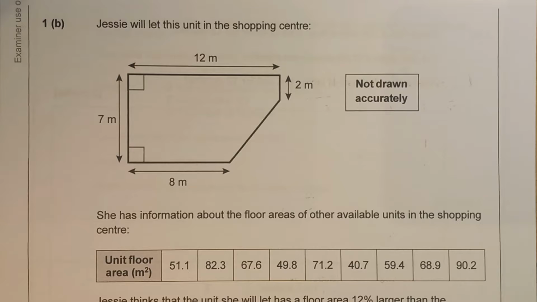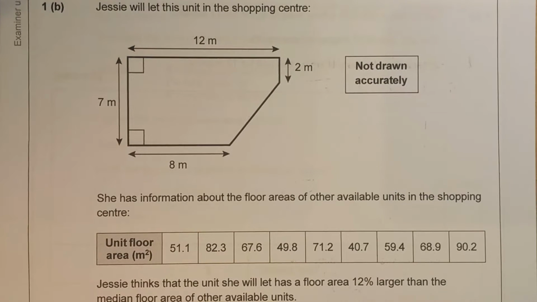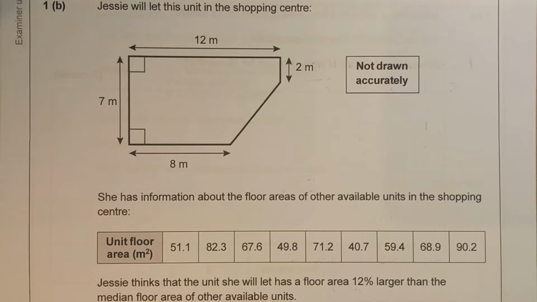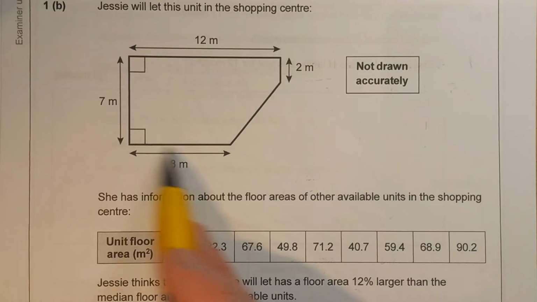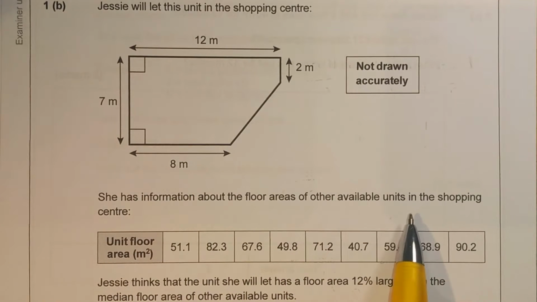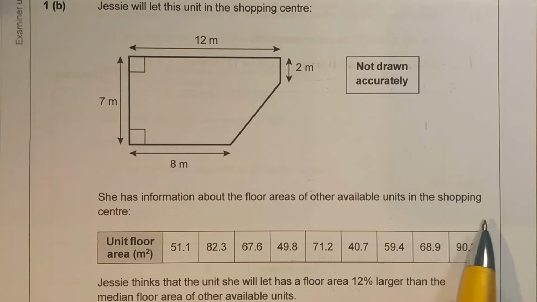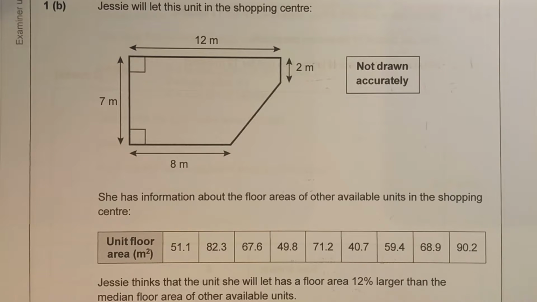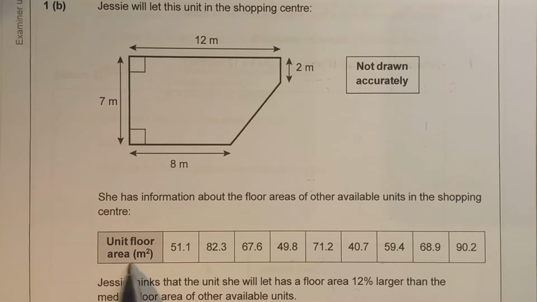Okay, on to part B. Let's move it up here so we can see all the question. Jessie will let this unit in the shopping centre. And we've got this diagram here. She has this information about the floor areas of other available units in the shopping centre. So this is the unit floor area in metres squared. So one's 51.1 metres squared, one's 82.3, and so on.